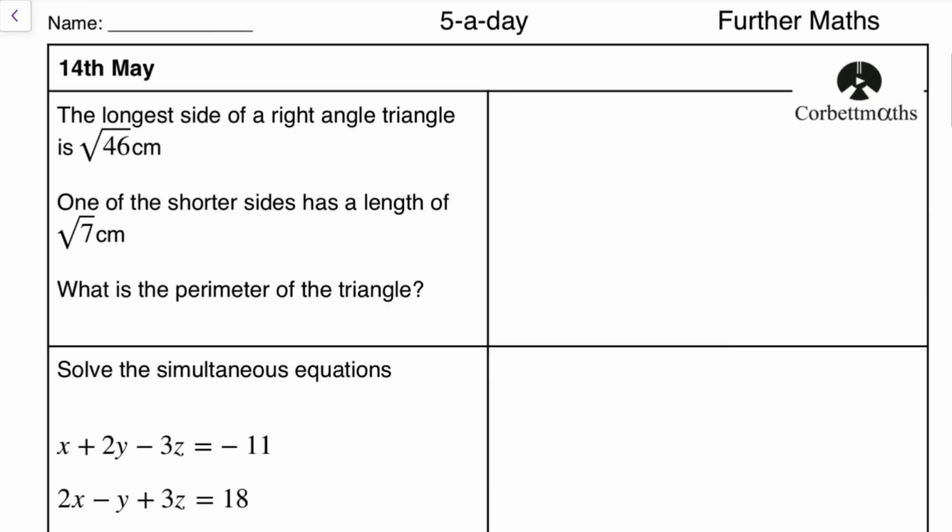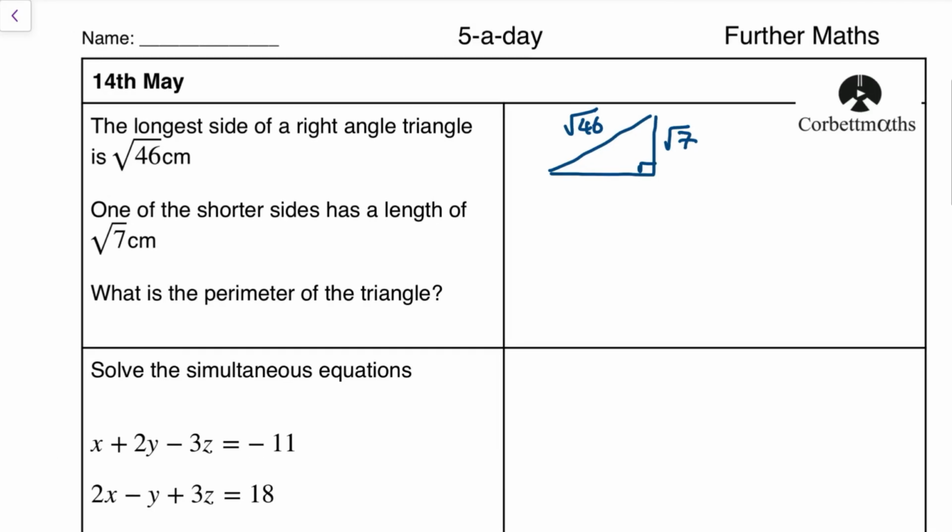Let's just do the first question. The longest side of a right angle triangle. Okay, so quick sketch here. There's my right angle and there's my right angle triangle, the longest side is root 46. One of the shorter sides, in other words, it doesn't say the shortest, but one of the other sides, is root 7. What is the perimeter of the triangle?